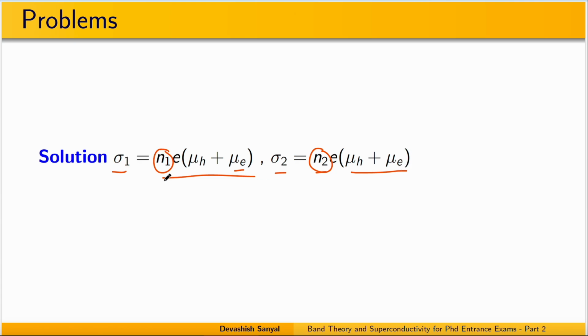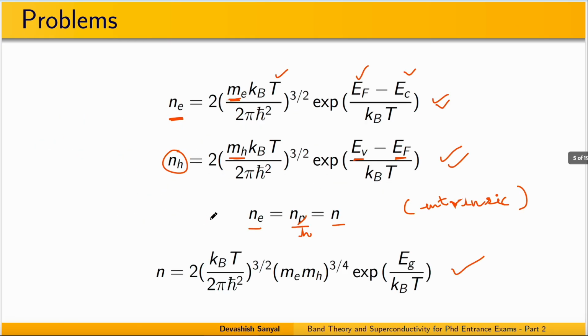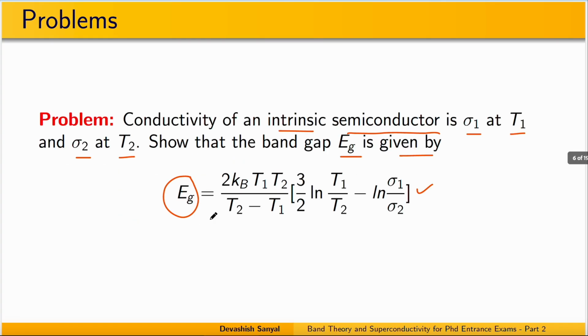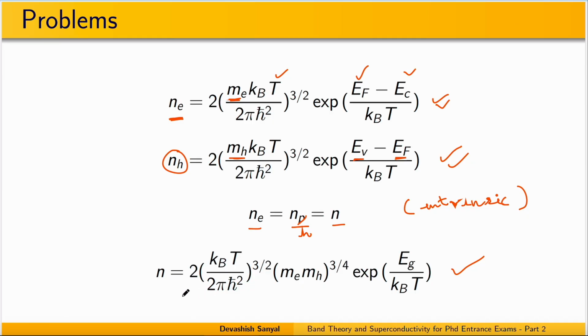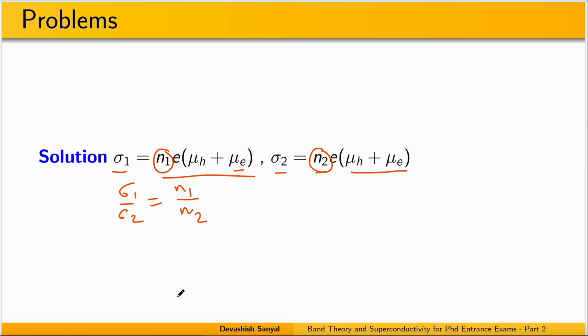So if you divide, you will get immediately sigma 1 by sigma 2 is equal to N1 by N2. So that is what we are going to do. From here we can calculate N1. So from this expression, calculate N1. N1 is nothing but N at T1. And what is it?